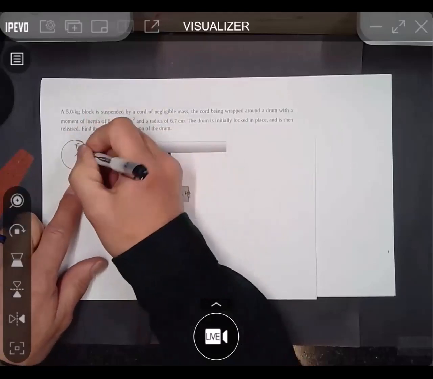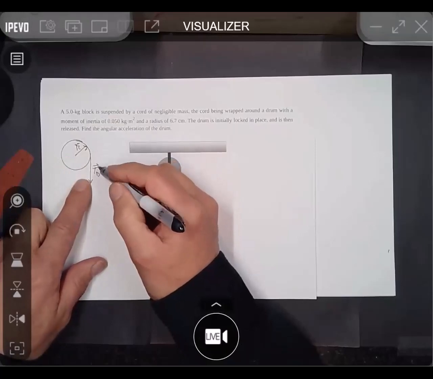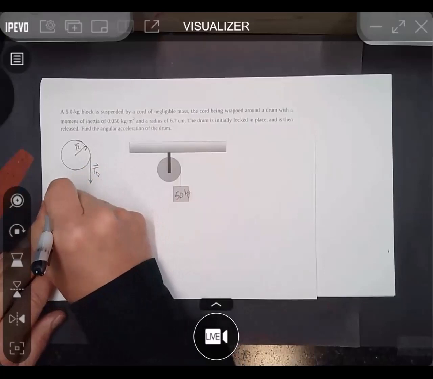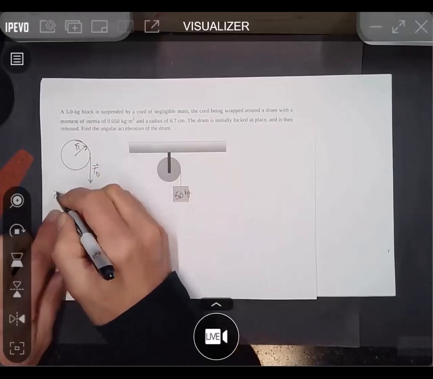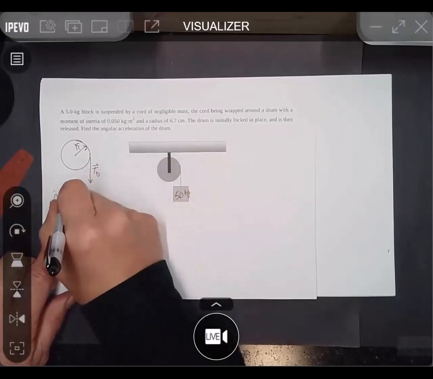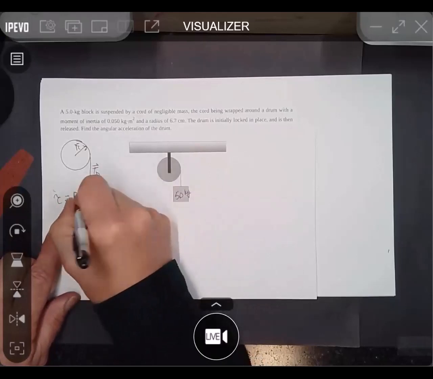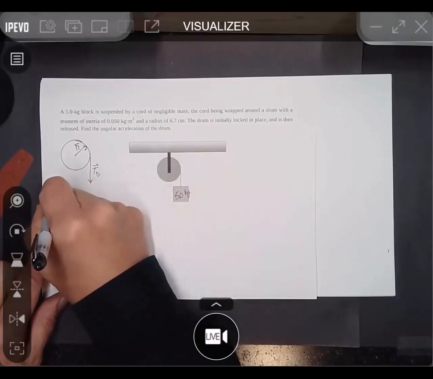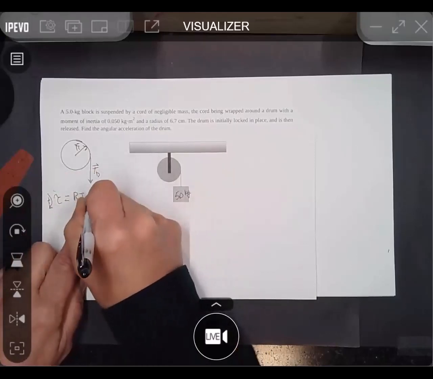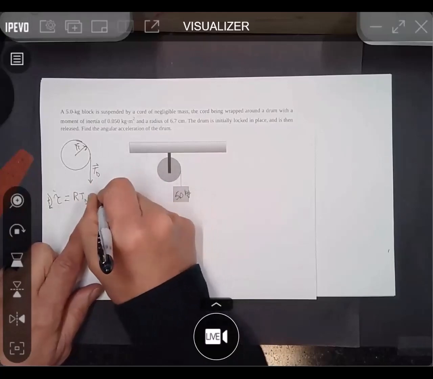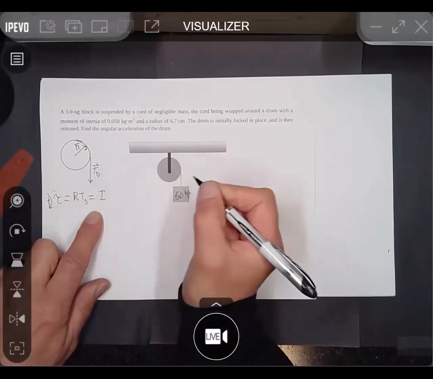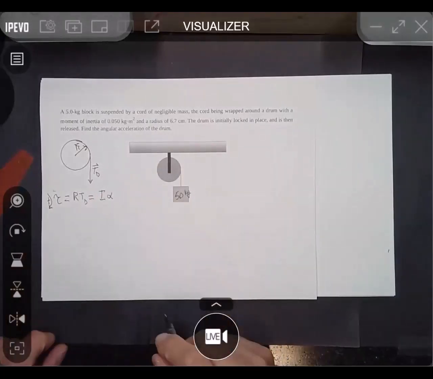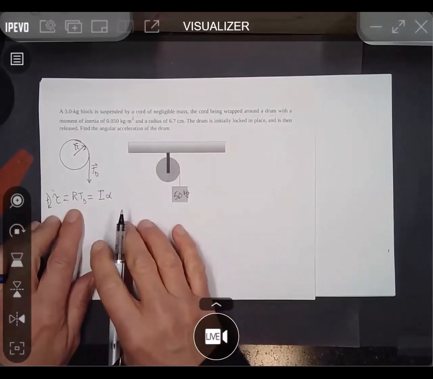And oops, I don't need that as a vector, but anyway, the torque that's acting here, I forgot to use that weird tau symbol. The torque is actually going to equal R T sub D, and with positive being clockwise, that will equal the moment of inertia of the drum times its angular acceleration. And so that's as far as I can go right now.